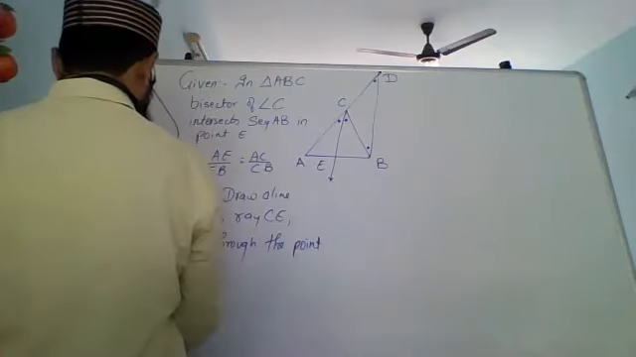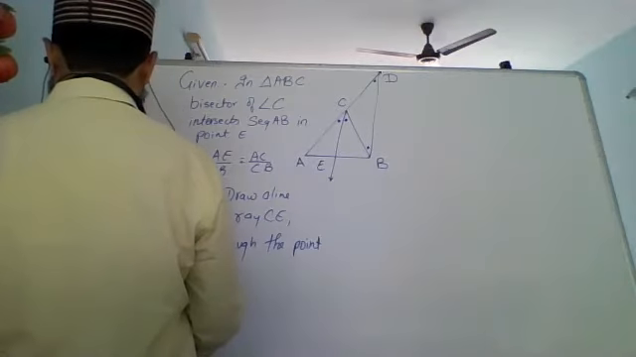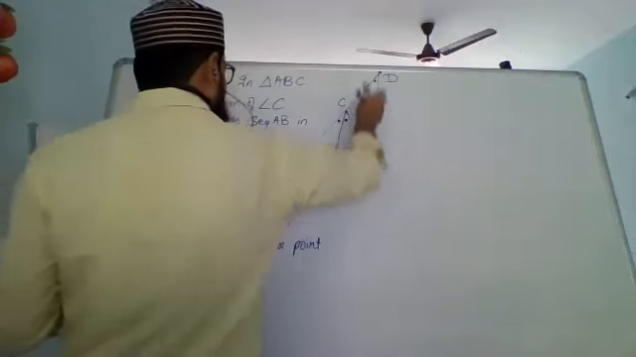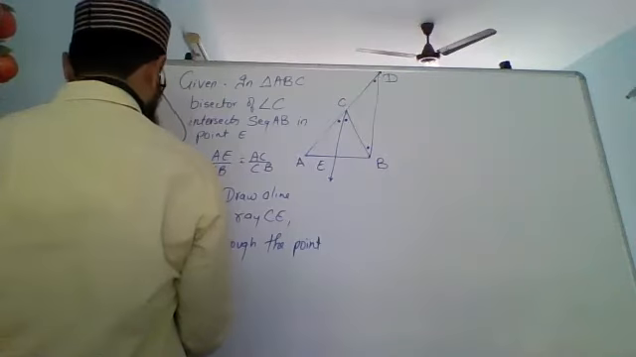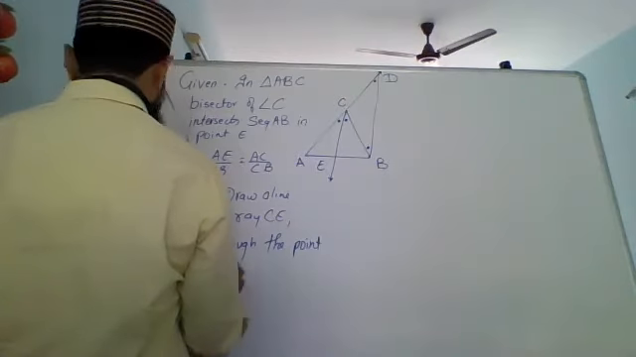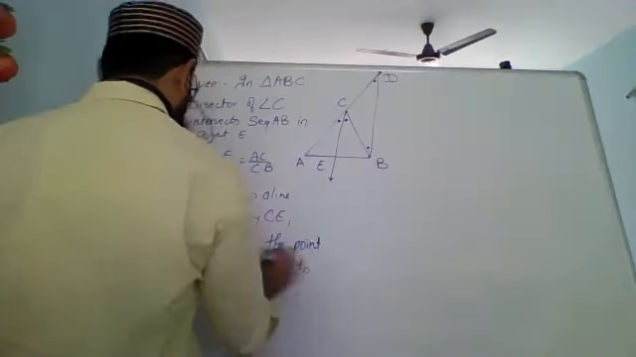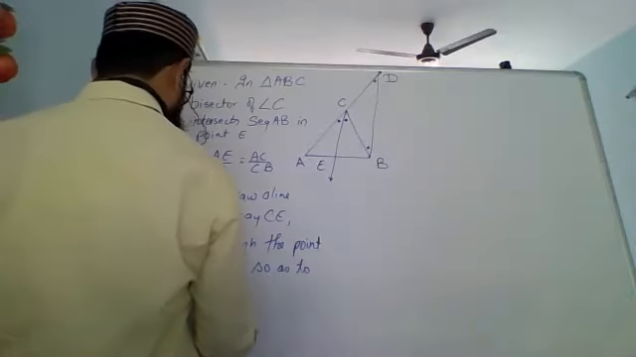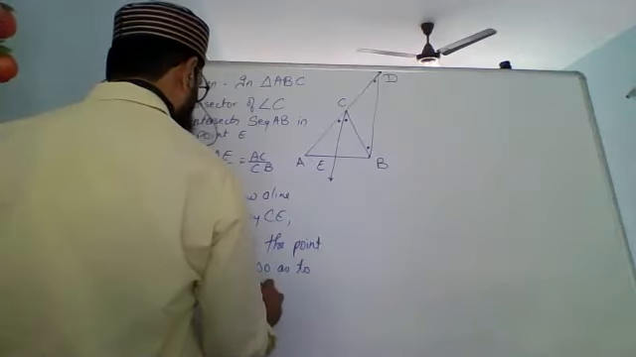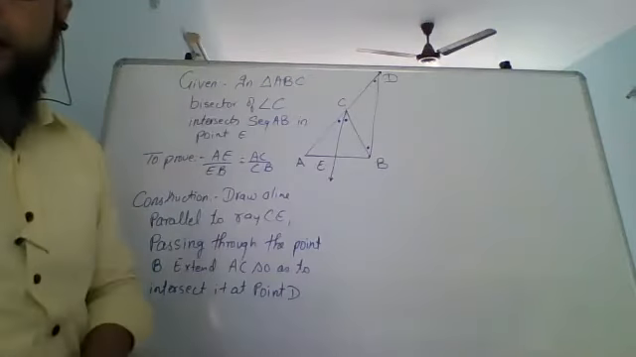For that, there is a construction. Draw a line parallel to ray CE, that means parallel to this, passing through the point B. Extend AC so as to intersect it at point D.